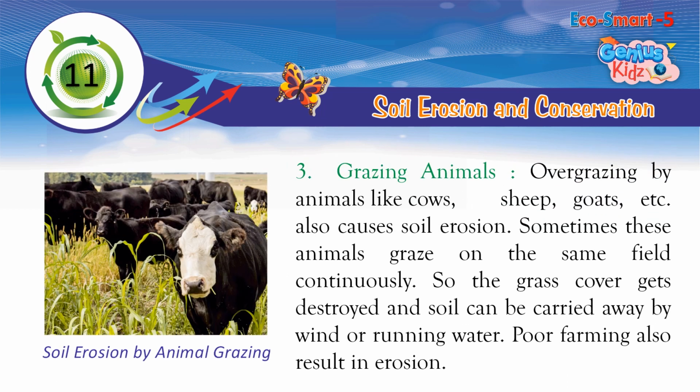3. Grazing animals. Overgrazing by animals like cows, sheep, goats, etc. also causes soil erosion. Sometimes these animals graze on the same field continuously. So the grass cover gets destroyed and soil can be carried away by wind or running water. Poor farming also results in erosion.